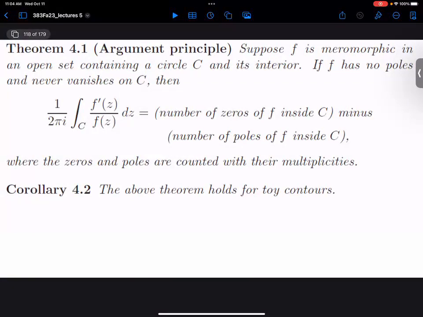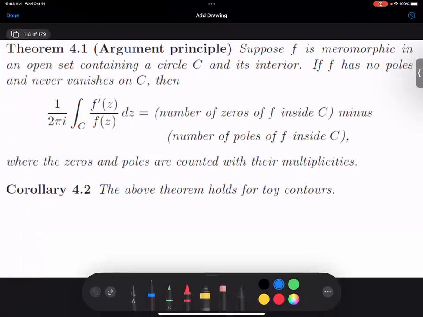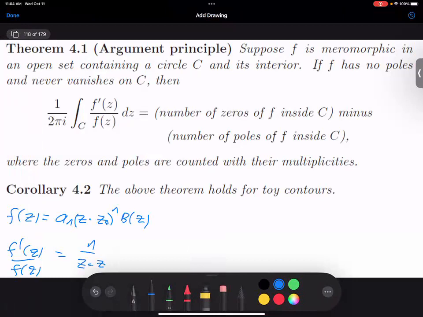There are lots of ways to prove this. I think the way we proved this in the video last time was, we wrote our function f of z as a_n (z minus z naught) to the n times b of z, and then we showed that f prime of z over f of z was equal to n over (z minus z naught) plus b prime of z over b of z. And then we just went through and did the analysis like that.